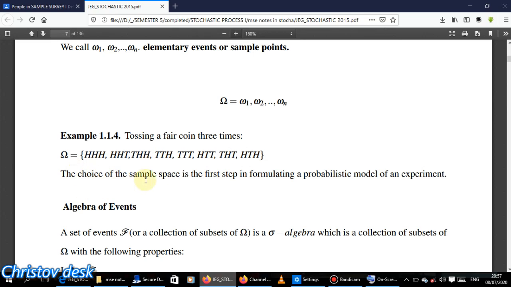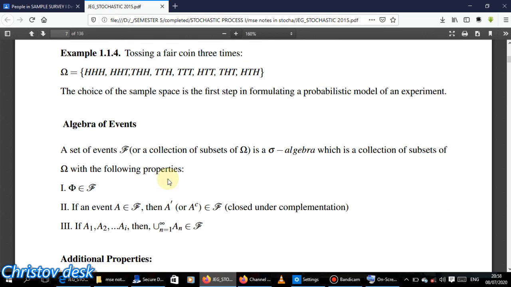So the choice of a sample space is the first step in formulating a probabilistic model of an experiment. You have to be able to know your sample space. So you are tossing a coin 4 times. What's your sample space? Try to figure it out.